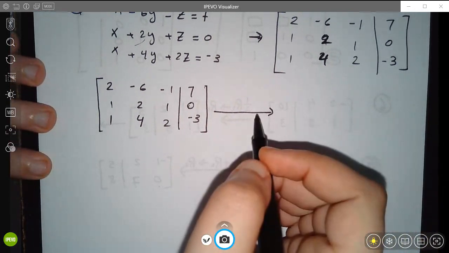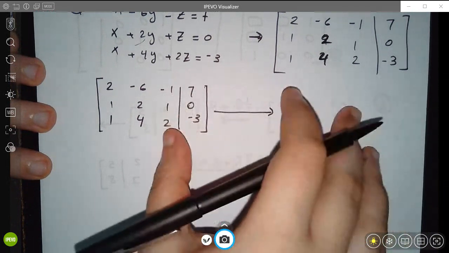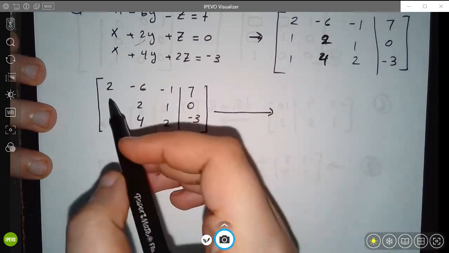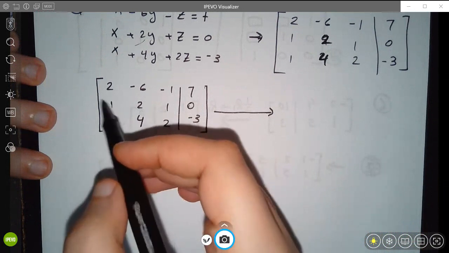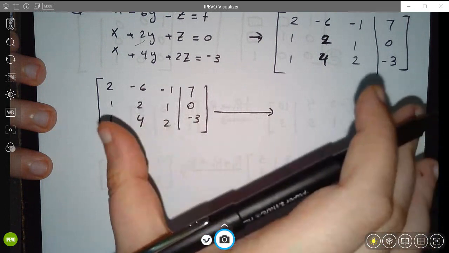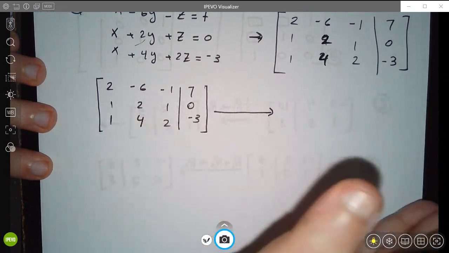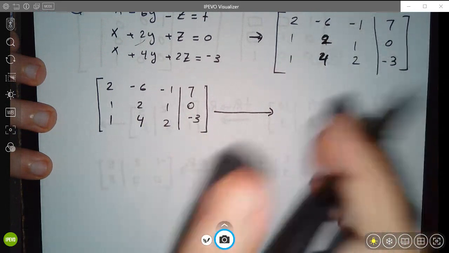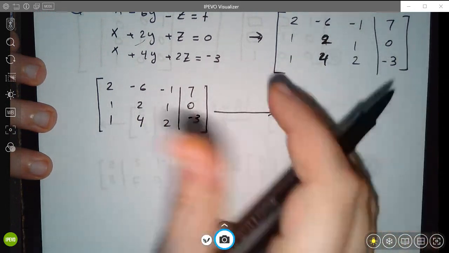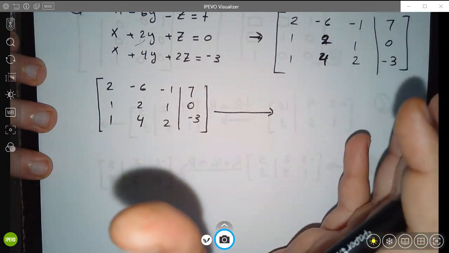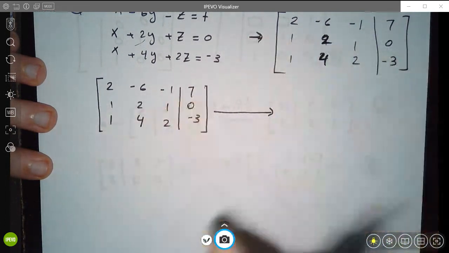Now, let me tell you this. As long as the end result is 1, 1, 1, 0, 0, 0 over here, it doesn't matter what operation you do, as long as it ends up going to that result, right? And each of you could solve this in a different way. But there's usually a simpler direction to go instead of just doing whatever.